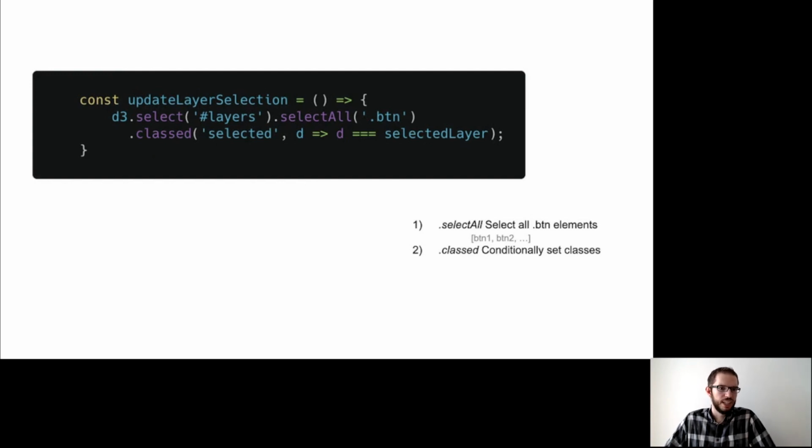Then, for our update layer selection, we can use a similar formulation again, where first we select the .layers ID element. We then select all of the button elements, which are now, again, a list. And then we conditionally set the classes of each of the layers, such that the selected layer gets a special class, whereas all of the other layers do not.